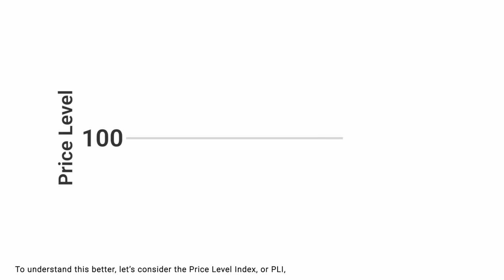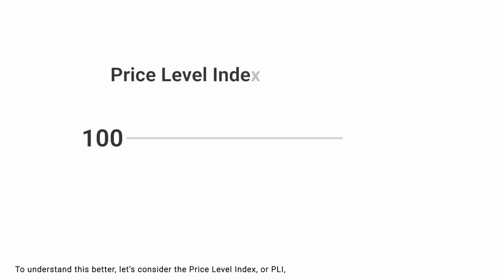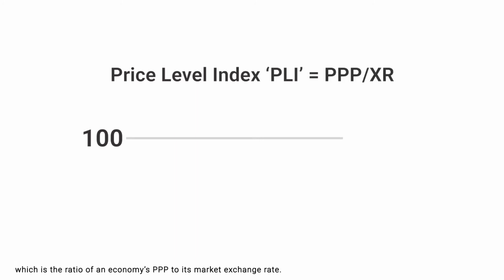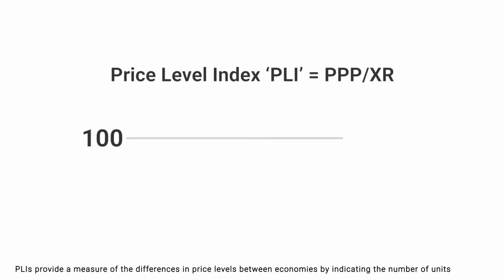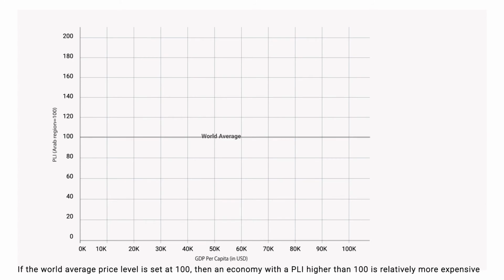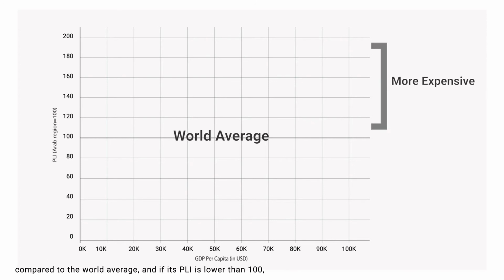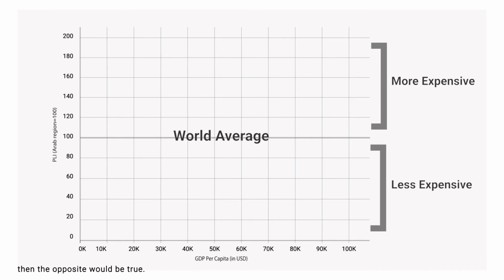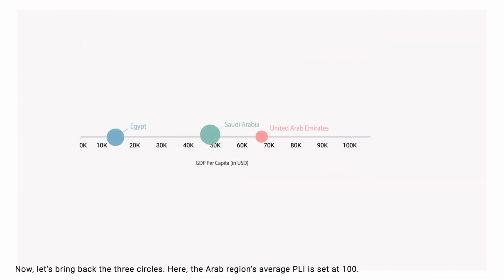To understand this better, let's consider the price level index, or PLI, which is the ratio of an economy's PPP to its market exchange rate. PLIs provide a measure of the difference in price levels between economies by indicating the number of units of a common currency needed to buy the same quantity in each economy. If the world average price level is set at 100, then an economy with a PLI higher than 100 is relatively more expensive compared to the world average, and if its PLI is lower than 100, then the opposite would be true. Now, let's bring back the three circles.